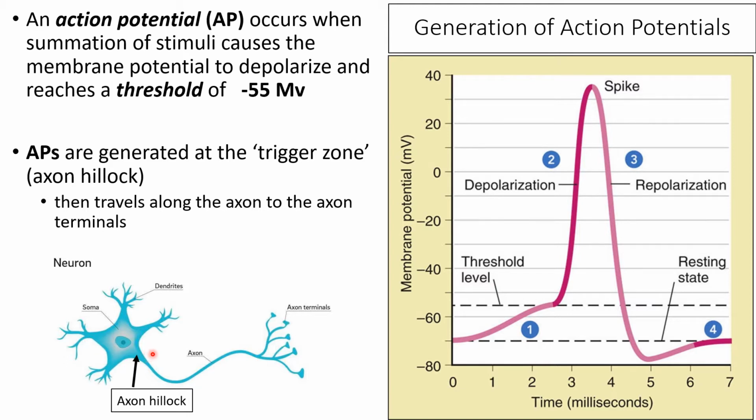Remember, the axon hillock is that part of the neuron where the axon attaches to the soma or the cell body of the neuron, also known as the trigger zone. It's called that because most action potentials, when they're created in the neuron, are created at this point here. Once that action potential is created, it will then be transmitted down the length of the axon to the terminal ends of the neuron.